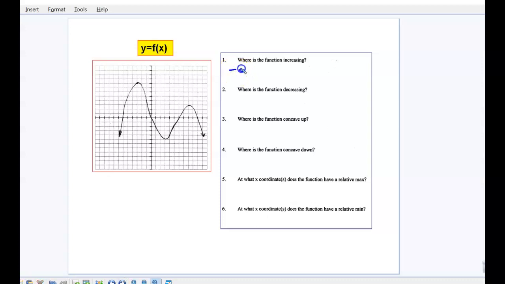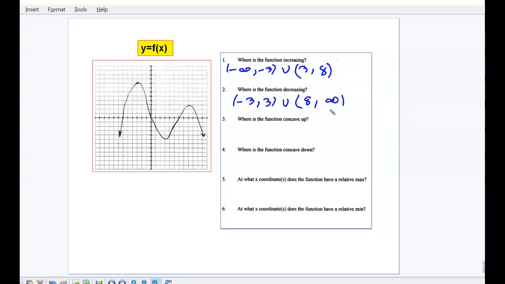Well, it's going uphill from negative infinity up to -3. And it's also going uphill from +3 to 8. So where is the function decreasing? Well, it's decreasing from -3 to +3, and it's decreasing from 8 to infinity.